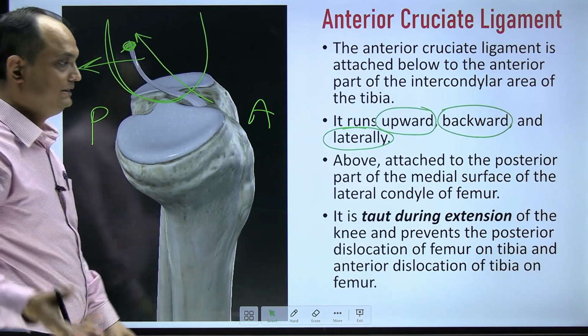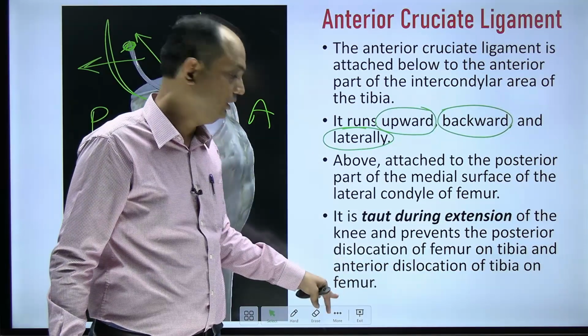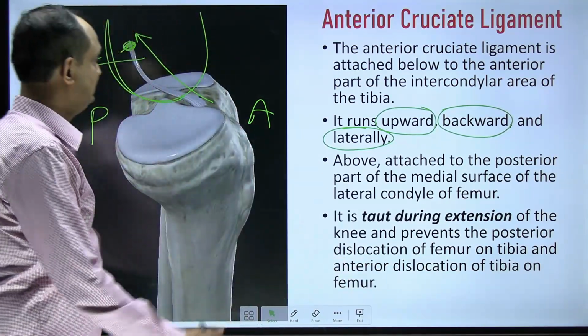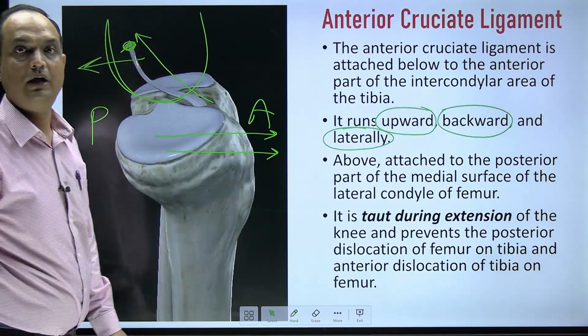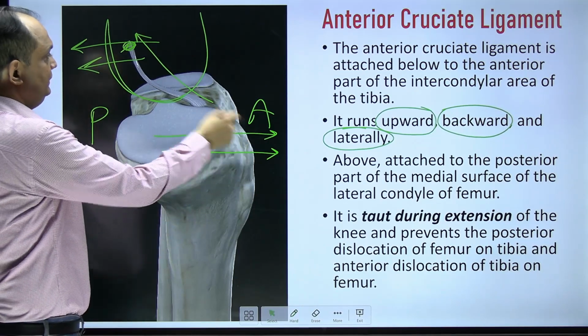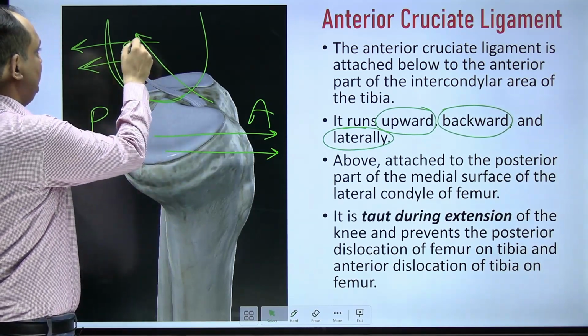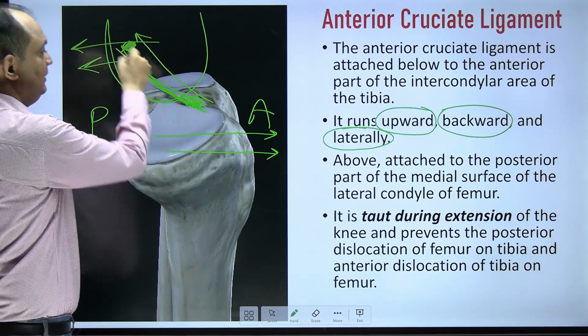But simultaneously it is also preventing the anterior dislocation of the tibia on the lower part of the femur. That means this is the anterior dislocation of the tibia and this is the posterior dislocation of the femur. Both of these are prevented by this connection, which is known as the anterior cruciate ligament.